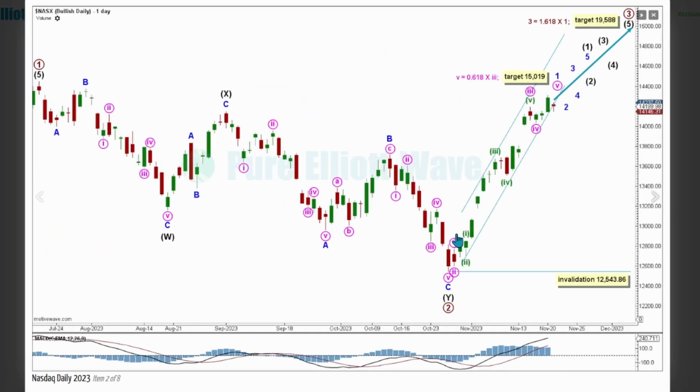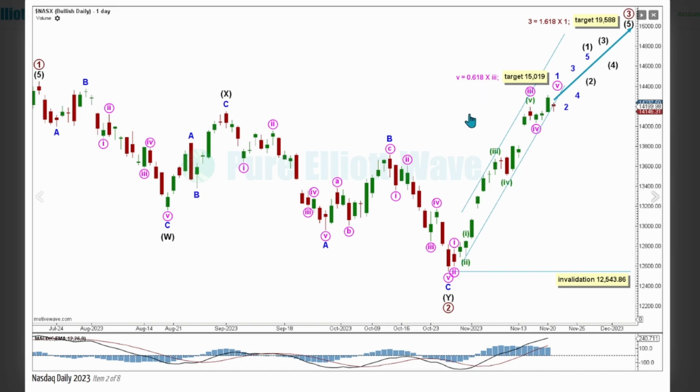On the bullish daily chart, we can see more detail for primary wave 2 with the end of primary wave 1 just over here, and more detail for the current upwards movement within primary wave 3. Minute wave 5 has a target calculated at 15019, the 0.618 Fibonacci ratio of minute wave 3.